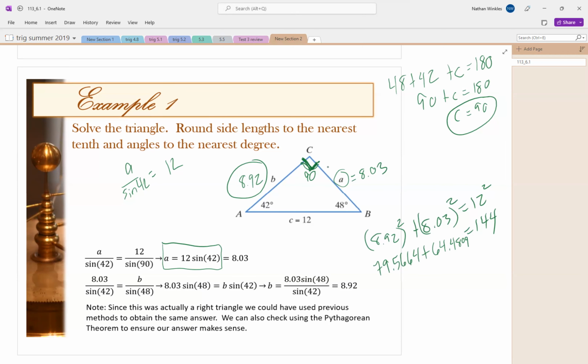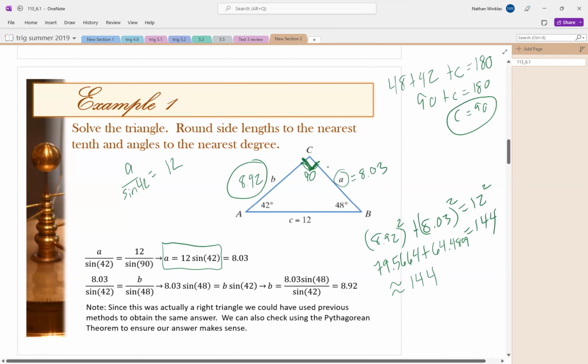If we add those together, we get about 144, give or take, maybe a little bit over. That's just due to some rounding errors. If we round it to the nearest thing, I think we get 145, actually closer to 145, but it doesn't matter. It's approximately 144. So it's pretty close in that sense.